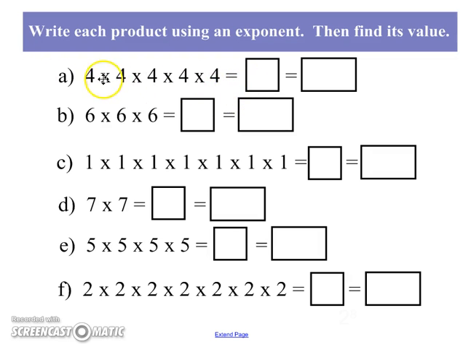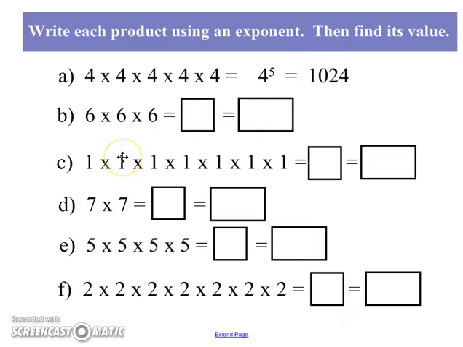Alright, so here we go. 4 times 4 times 4 times 4 times 4, if I write it as an exponent, is 4 to the 5th power. There are 5 of them. 4 to the 5th is 1,024. 6 times 6 times 6, well, that's 3 6's multiplied together, which is 6 to the 3rd power, which would end up being 216.